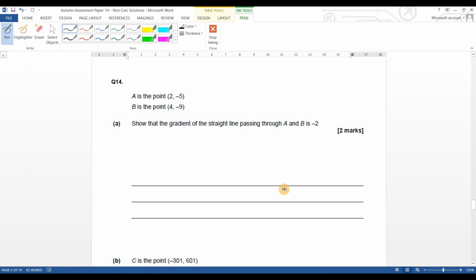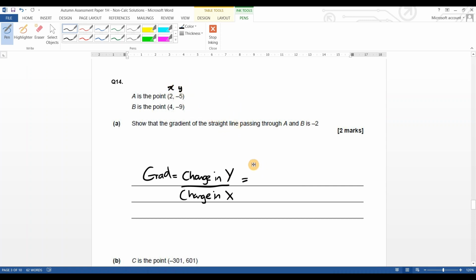Question 14. A is the point (2, -5). B is the point (4, -9). Show that the gradient of the straight line passing through A and B is -2. Well, we've done gradient before. So gradient is change in y over change in x. Well, that's my x, that's my y.